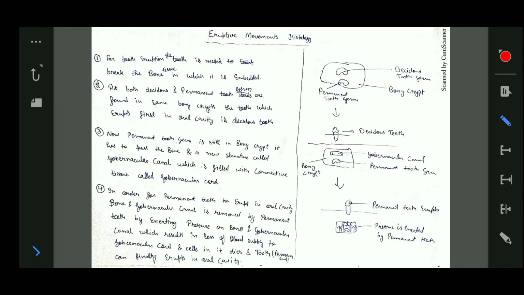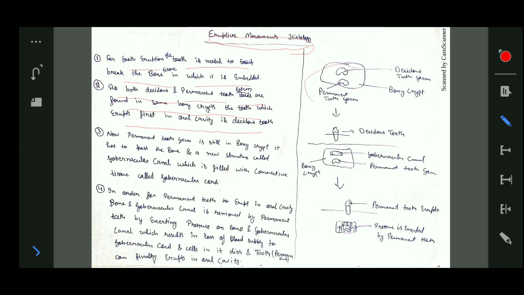Now let's talk about the histology of eruptive movements. For tooth eruption, the tooth needs to break the bone tissue in which it is embedded. As both the deciduous and permanent tooth germs are found in the same bony crypts, the tooth which is first to come into the oral cavity is the deciduous tooth.